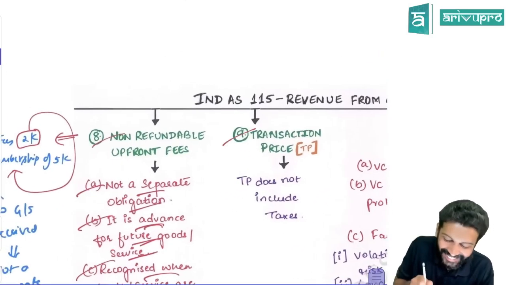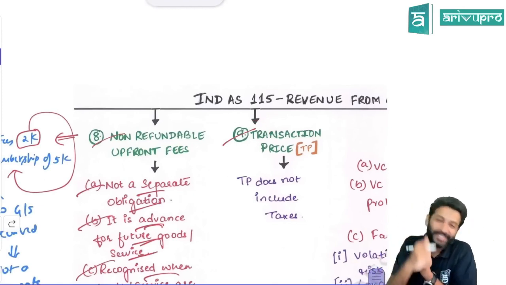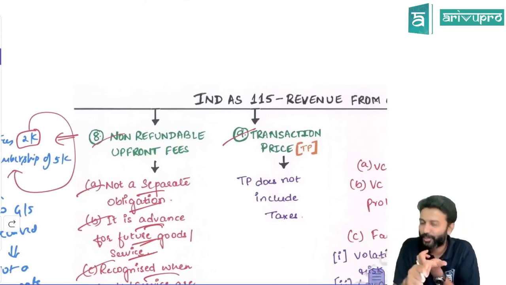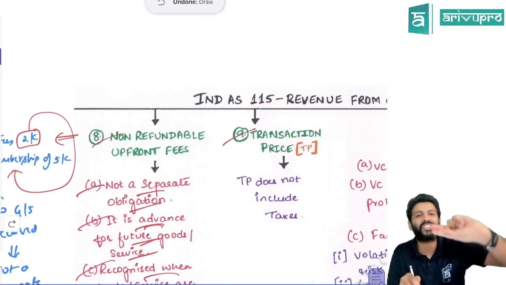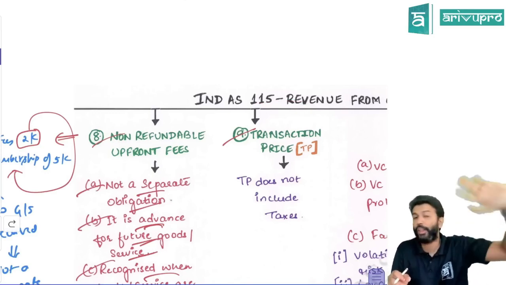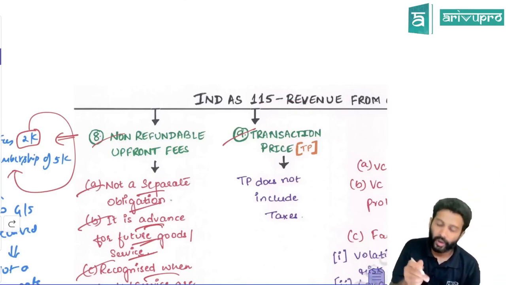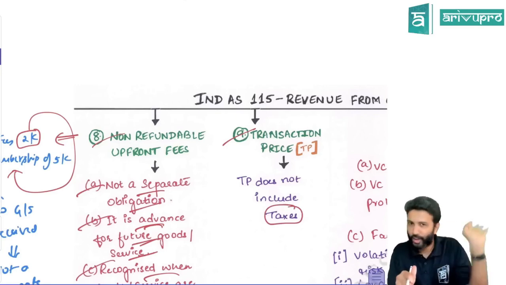Okay. Next, the third step is the transaction price. We saw the first step is identifying the contract. The second step is identifying performance obligations. The third step is finding out the transaction price. Transaction price is the contract price. So what's the big deal about it? It will anyway be given. No, it's not straightforward. First, the transaction price does not include taxes. If any taxes are included, you have to exclude them.